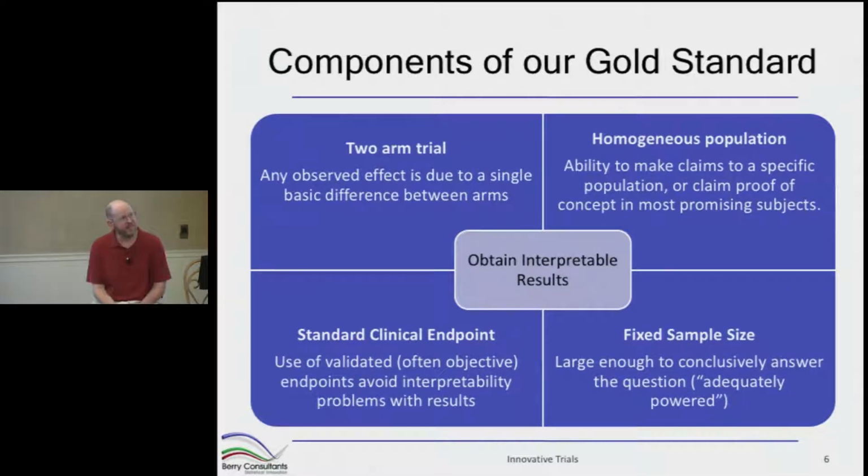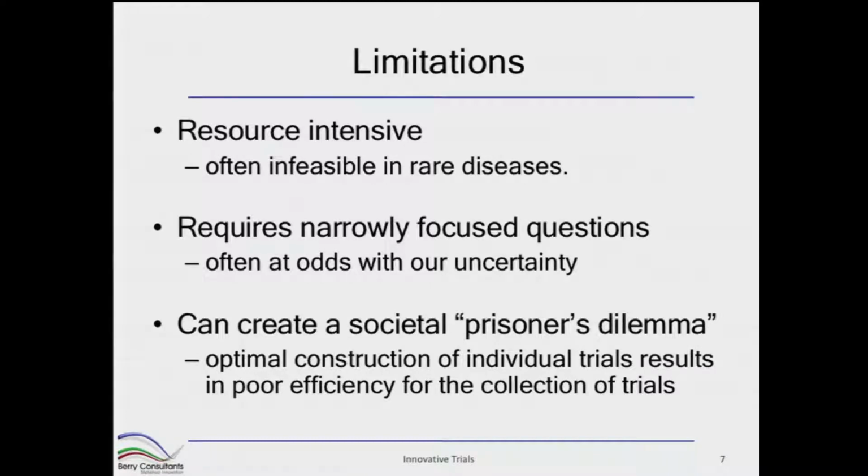The rest of this is aimed at obtaining interpretable results. So we often do a two-arm trial. That's in the sense that if we see a difference between groups, we'll directly attribute it to the two groups. We randomized, we saw a difference. The only thing they differed on was the two arms. This caused the difference. We often try to look in a homogeneous population, again, trying to avoid uncertainty. We use lots of validated standard clinical endpoints. All of this is really intended to make things as simple as possible in the trial so that we can get clean answers. The trouble is that they're very expensive answers.